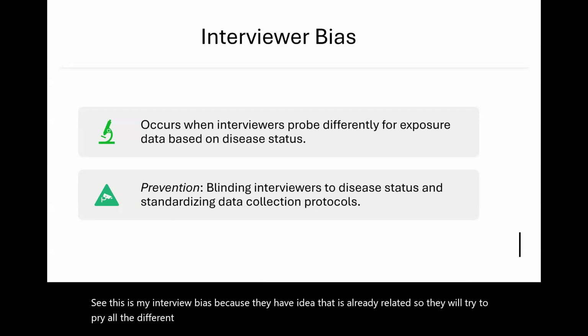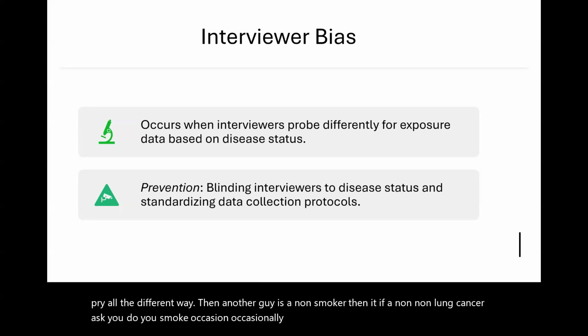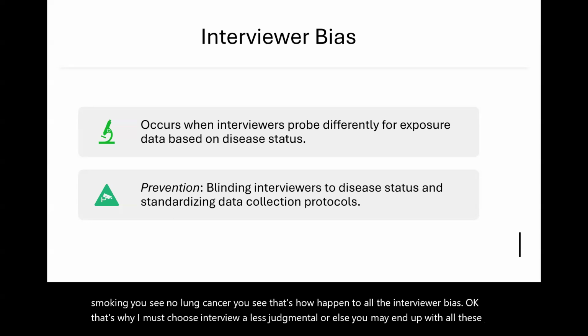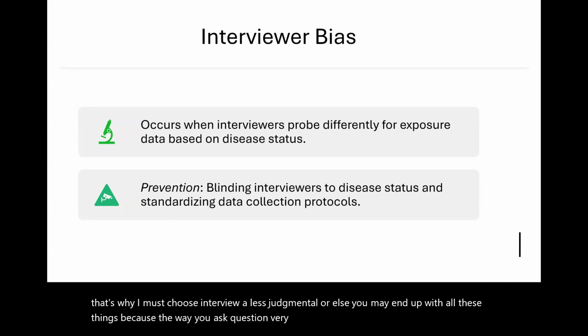Then another person is a non-smoker, and even if they have lung cancer, you ask, do you smoke? Occasionally, but no more smoking, right? Okay, no more smoking. See, no lung cancer. You see, that's how interviewer bias happens. That's why I must choose interviewers who are less judgmental. Otherwise, you may end up with all these things because the way you ask questions is very different. Okay, move on.